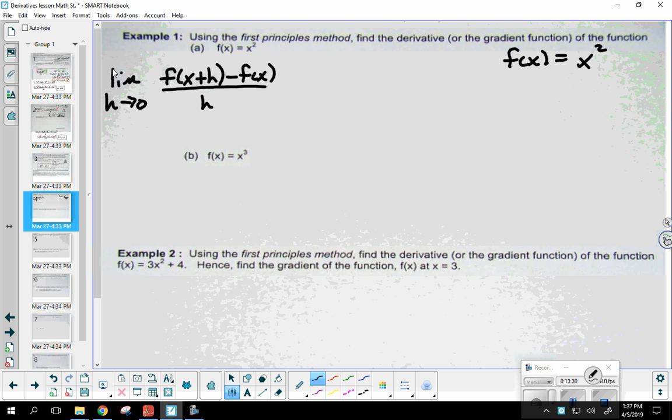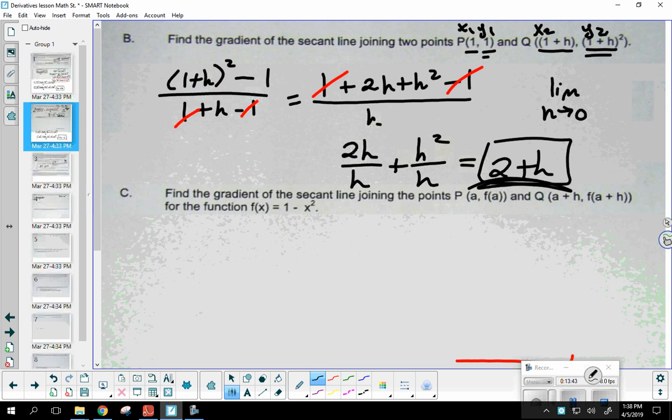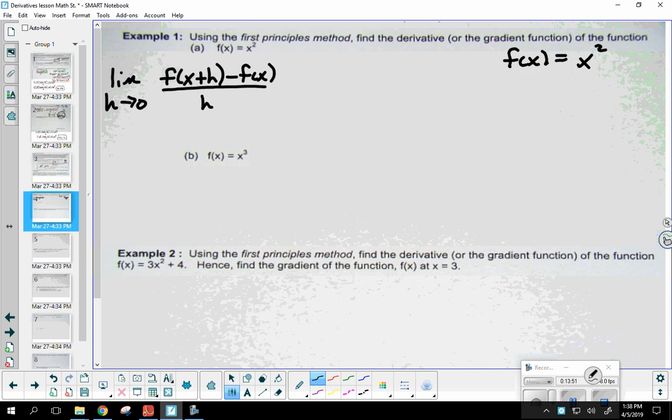Yes, ma'am. Oh, you'll still do it with the formula, no matter which way. But if I just tell you, as it says here, to find the gradient of the secant line, that means you're leaving it in terms of h. But this, we will not have an h in our answer. Oh, yes. You'll have to use the formula, because it very well could be a problem on the paper exam. They could actually ask you to use the formula in order to find the derivative.